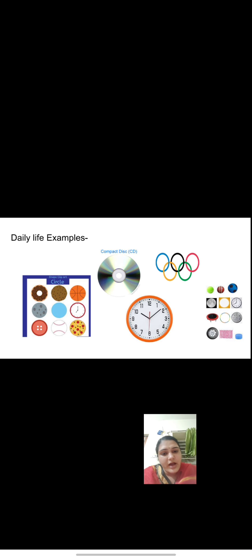Okay, now we will see what is the use of circle in our daily life. How can we identify circle in our daily life? You can see some of these pictures. A compact disc you see is of circular shape. A wall clock is of circular shape. All the circles of the Olympic symbol are of circular shape. The donut you eat, the pizza you eat, the chapati you eat is of circular shape. The button on your shirt is of circular shape.